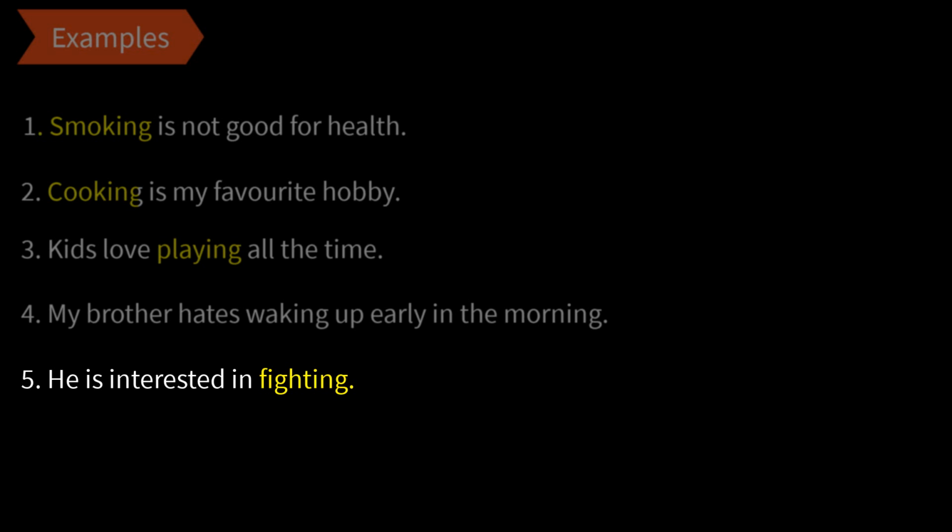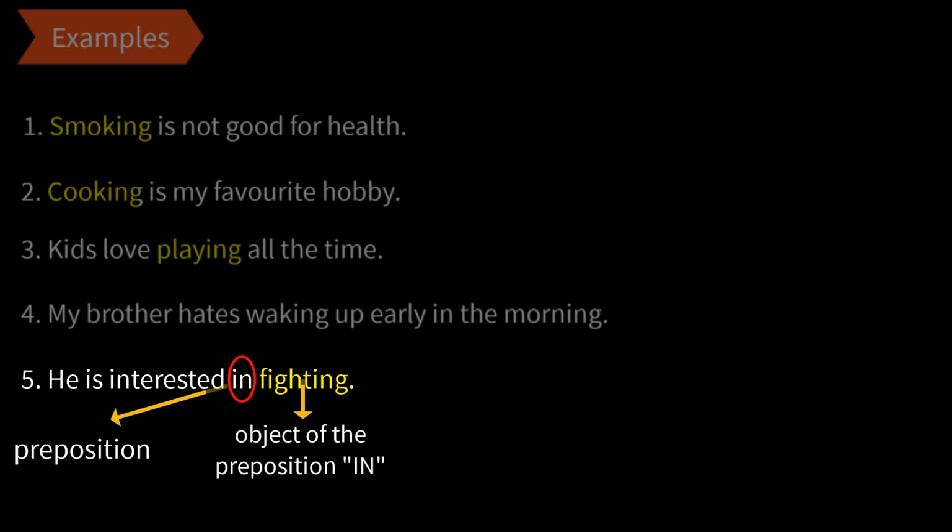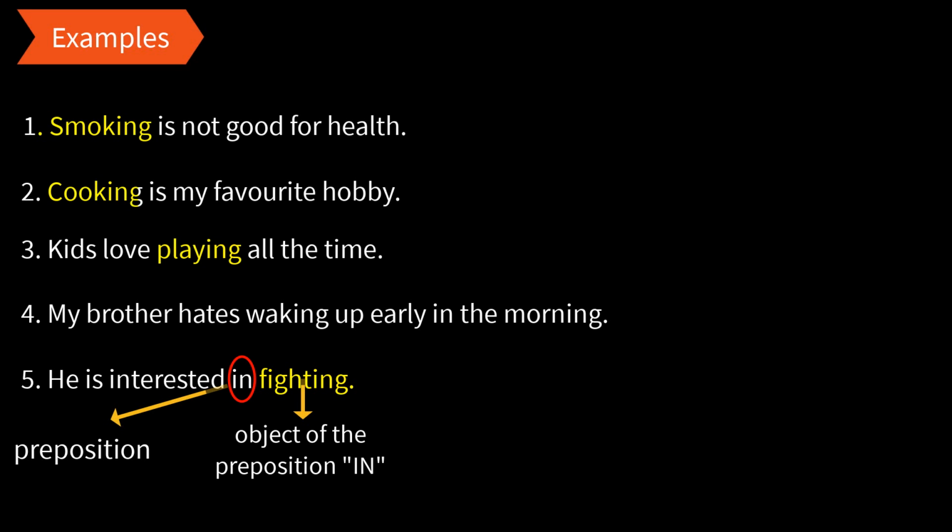Now what is it working as? Is it working as the subject? No. The subject of the sentence is he. Is it working as the object of the verb? No, because there is no action verb here. Then what is it working as here? It's working as the object of the preposition in. He is interested in what? Fighting. He's interested in fighting.